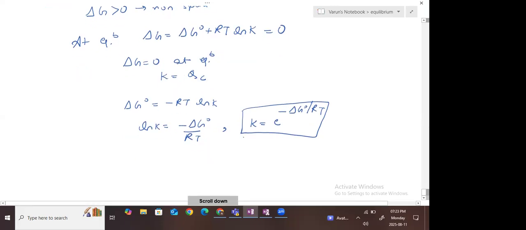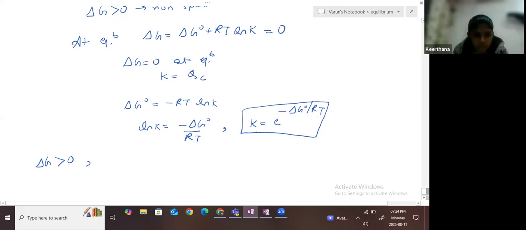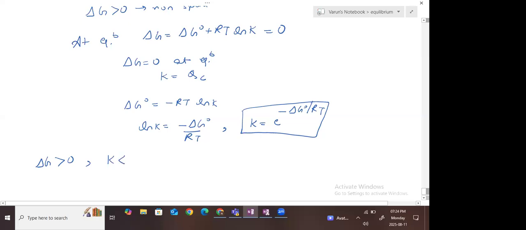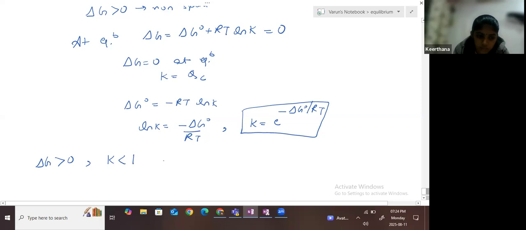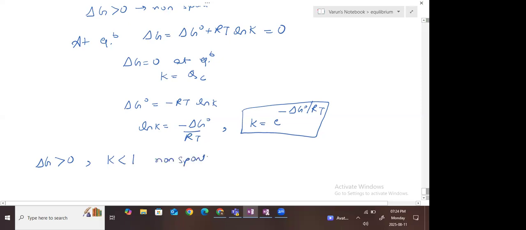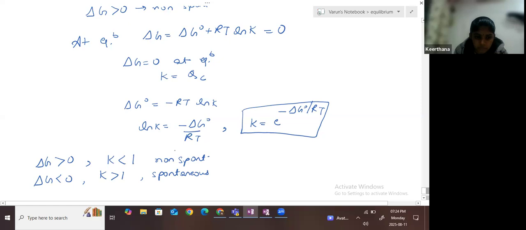One more thing I can interpret: when my delta G is greater than 0, meaning it is positive, my K will be less than 1, and my reaction will be non-spontaneous. When my reaction is spontaneous, my K will be greater than 1. So my reaction will be spontaneous. Clear?